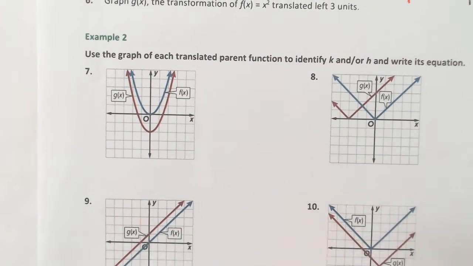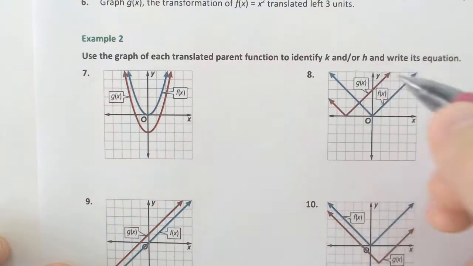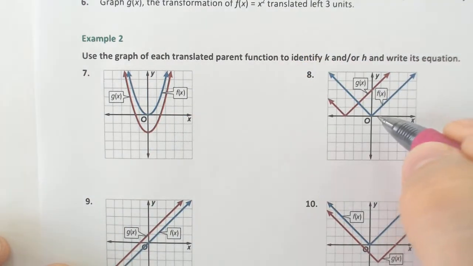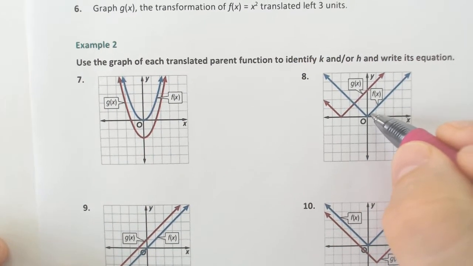Then we're going to do a few from down here. Use the graph of each translated parent function. Identify h and k and write its equation. So f of x is the original. And if we had, let's do 8. We haven't done any that move to the left.